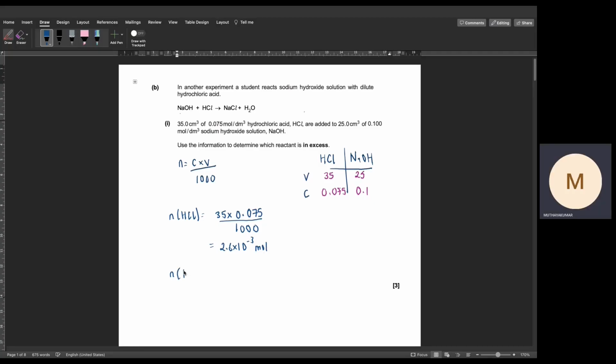Doing the same for sodium hydroxide: volume multiplied by concentration divided by 1,000. This gives us 2.5 times 10 to the minus 3. And this tells us that the acid is therefore in excess. We've got more moles of acid, which will go on to producing more moles of our products.